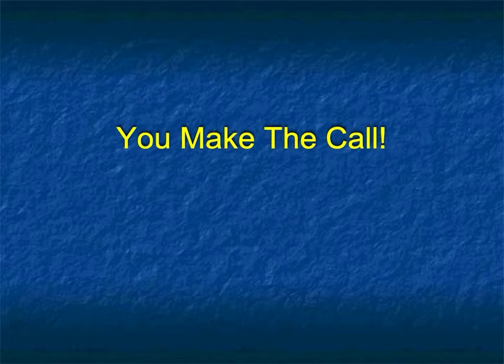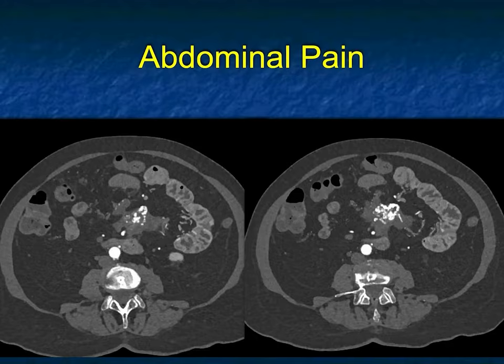You come up with a differential diagnosis. Sometimes you'll be right, and sometimes you'll be wrong. Sometimes you'll be right for the wrong reason, and sometimes you'll be wrong for the right reason. Anyway, here we go. This patient has abdominal pain, and you see a mass in the root of the mesentery. The mass has dense, coarse calcifications.